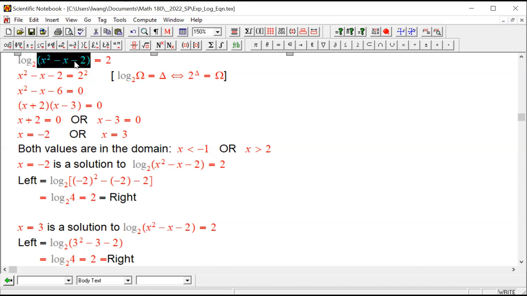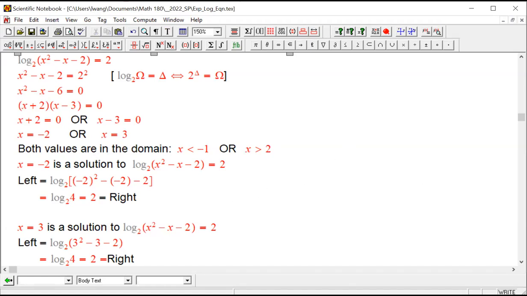Using the definition, omega is this piece, and the triangle is 2. So omega equals 2 squared. So that's subtracting 2 squared on both sides. We get x squared minus x minus 6. So we get x plus 2 times x minus 3 equals 0. Using principle number 5, we got the solutions. And both values are in the domain. You see -2 is less than -1. x equal to 3 is larger than 2. They are in the domain.